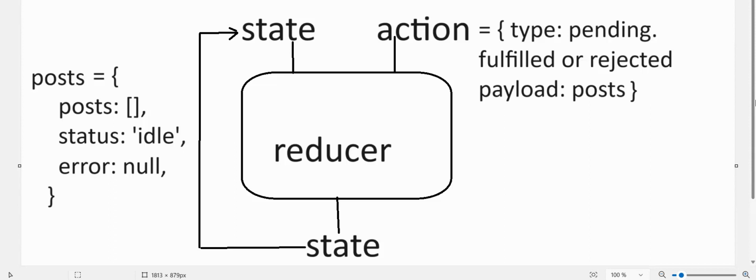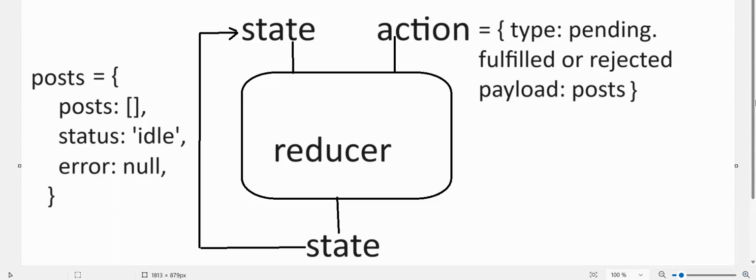In this video I want to focus on state output, state input, and action. Action is an object that interacts only with the posts part, with the properties of the posts object.